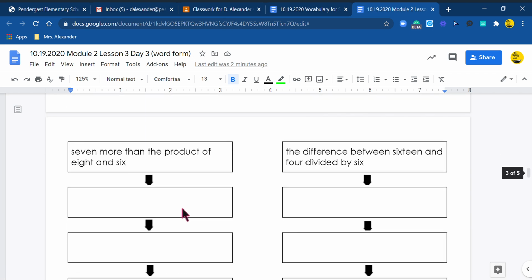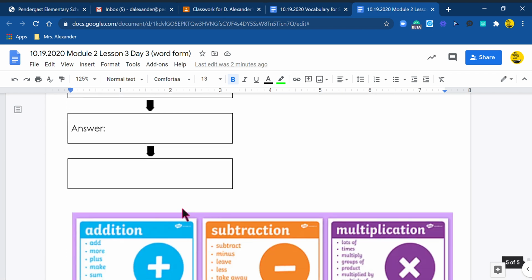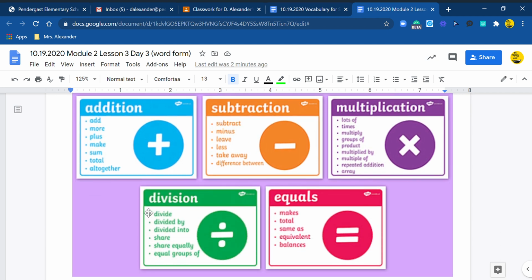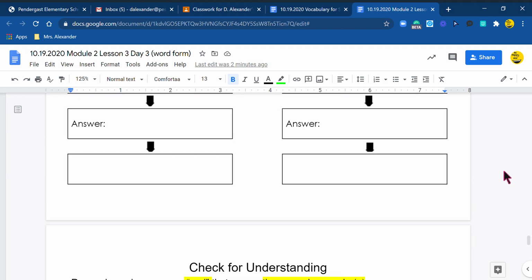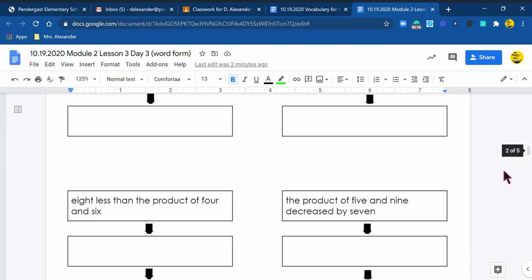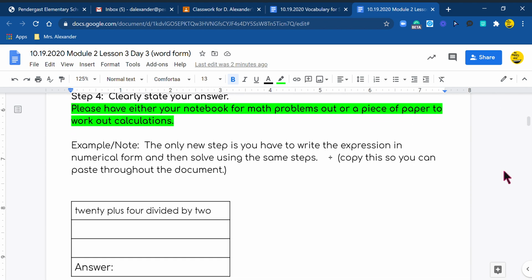I'm going to quickly jump down to the bottom of my page because I did something pretty cool for you guys. I gave you a picture that I got off the web that has these synonyms for addition, subtraction, multiplication, division, and equals. So these are the words we're looking for so we know what signs we need to make with our problem. Now I'm going to go back up here to our example.